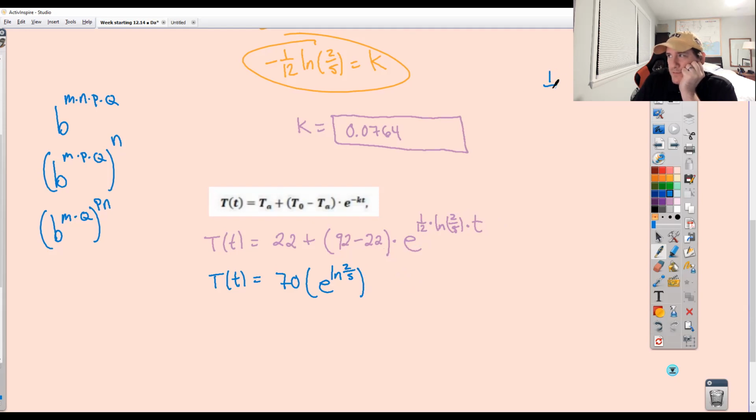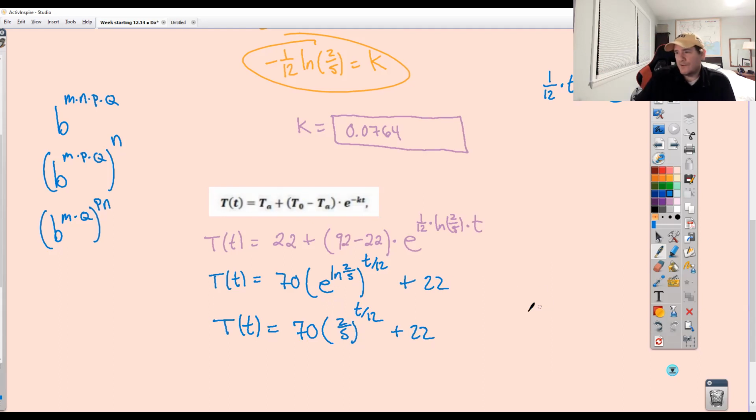And of course, for those of you paying attention, 1/12 times t, that's just t over 12, right? So this will go to t over 12. Don't forget your plus 22. We're sticking it on the end. Okay, so now, as I said, e to the ln of 2/5 is just 2/5. So our little equation boils down to a fairly clean exponential with a base of 2/5. All the logs are gone. T of T equals 70 times 2/5 to the t over 12 plus 22. There's our model governing the temperature of this cup of coffee.